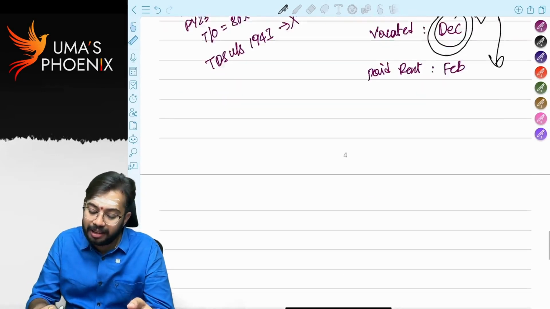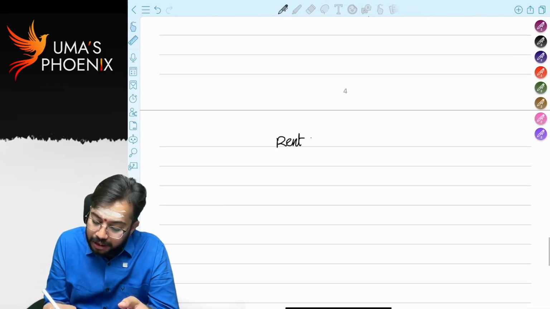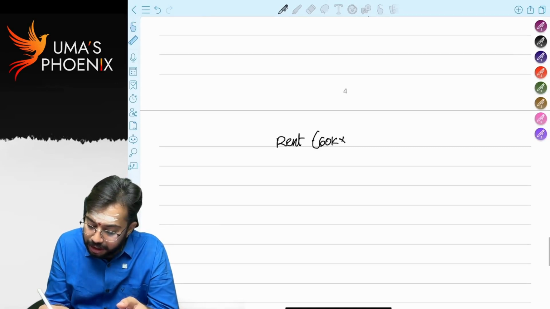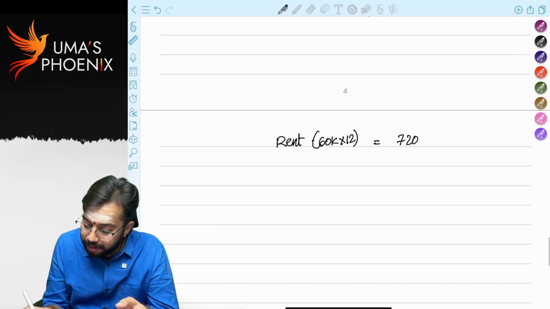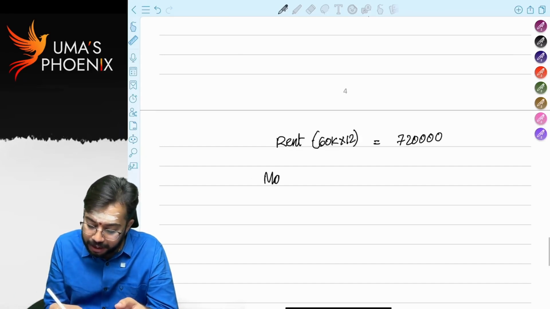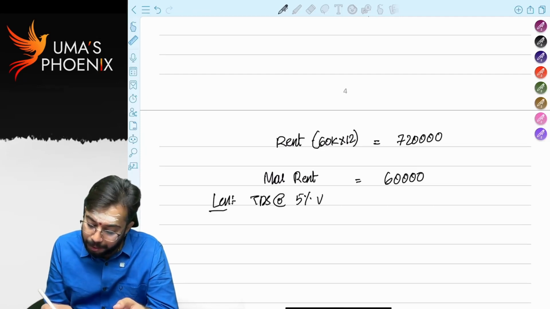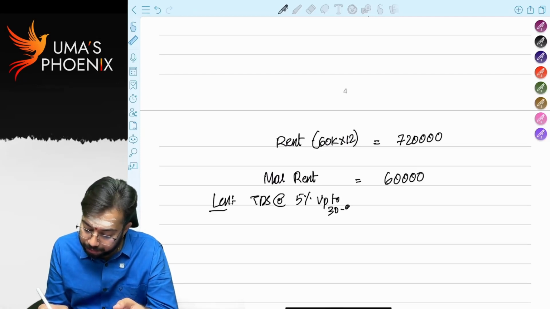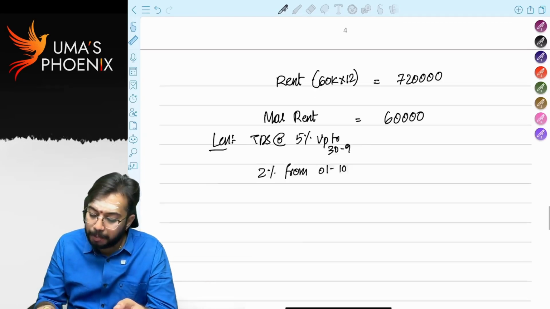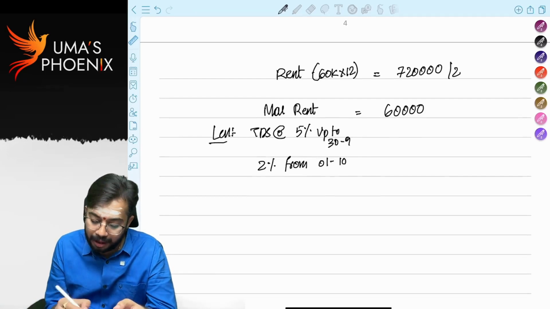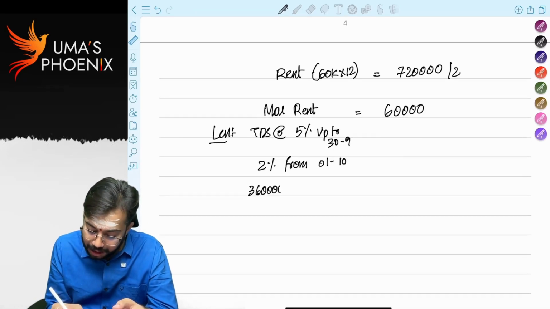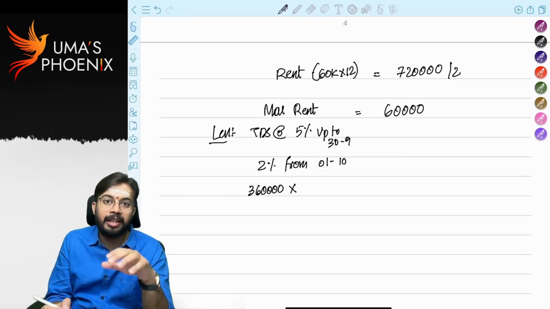So what is rent here? 60,000, right? Rent is equal to 60,000 into 12 months. How much? 7,20,000. Correct? How much is March rent? March rent is 60,000. From March rent, TDS is required to be deducted. Less TDS at the rate of 5% up to 30th September, 2% from 1st October. So up to 30th September, how much is the rent? Up to 30th September, rent is 3,60,000.